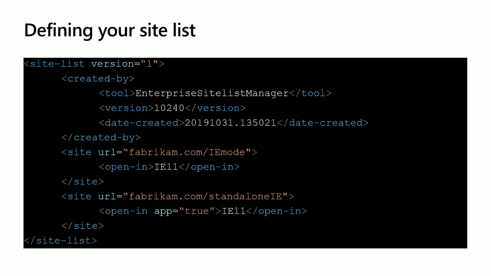You'll notice I added to the open-in element the attribute app equals true. What this will do is say, rather than open in IE mode, open in the IE 11 standalone app. This should be super rare and not something you want to use often. But there may be some scenarios where, in a crutch, you do need something within the full experience of IE, and we still enable that scenario and allow you to do that. Hopefully that's not common, though.